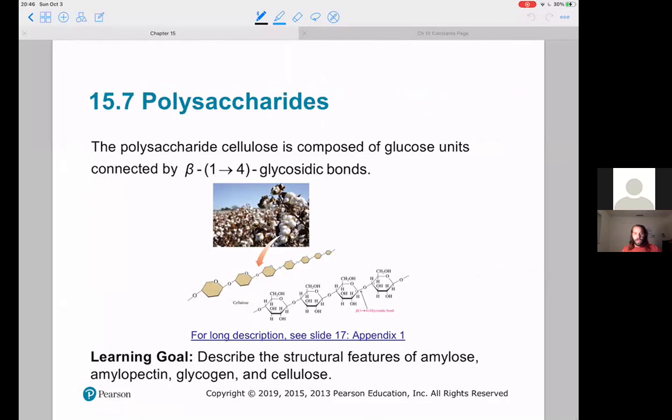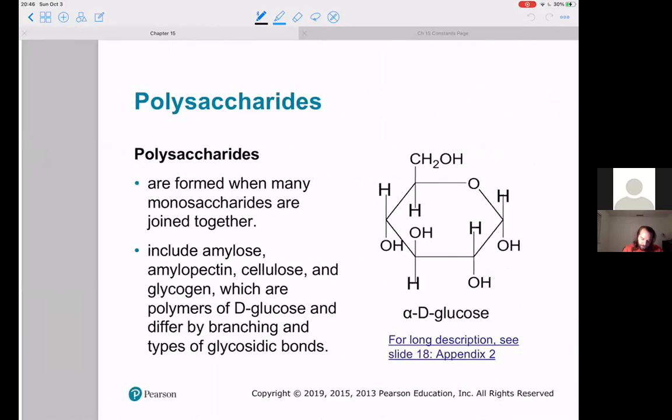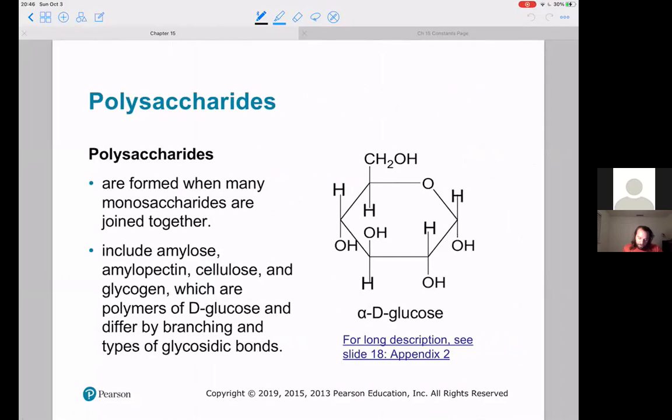So it turns out that cellulose, which is a main component of wood, as well as cotton, these very structurally sound materials, the main structural element of them is actually a polysaccharide. Okay. Polysaccharides are joined when monosaccharides are linked together, and there are many of them.